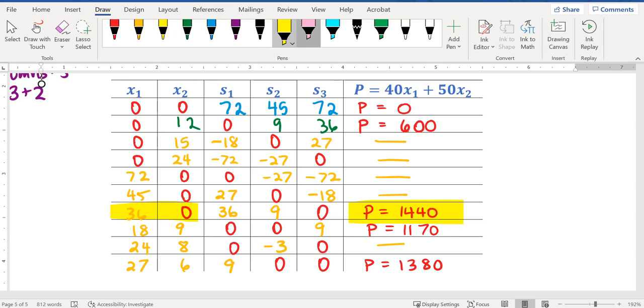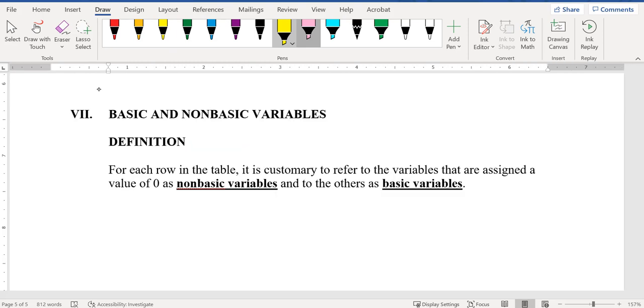Last definition, basic and non-basic variables. This will help us as we move forward. For each row in the table, it's customary to refer to the variables that are assigned a value of 0 as non-basic variables, and to the other variables as basic variables. So if it's assigned a 0, it's called a non-basic variable.